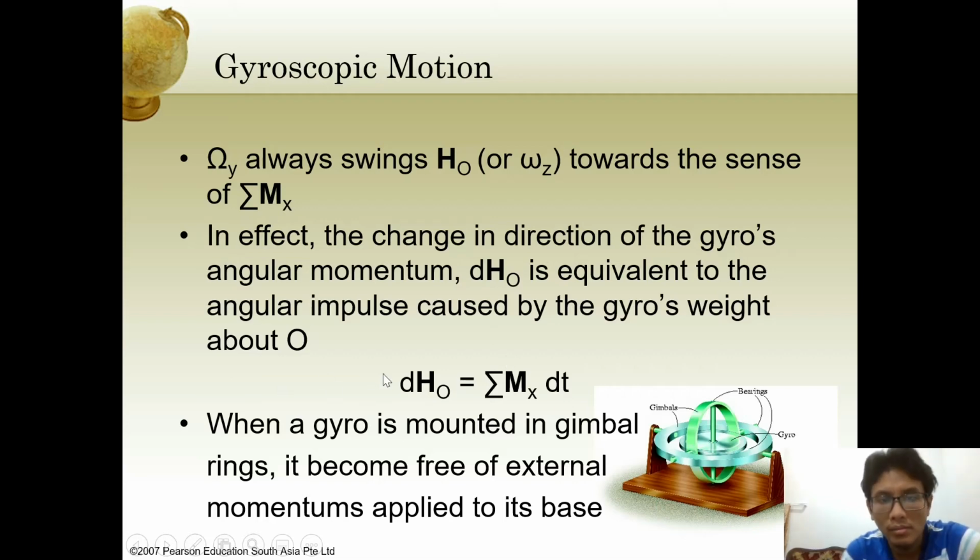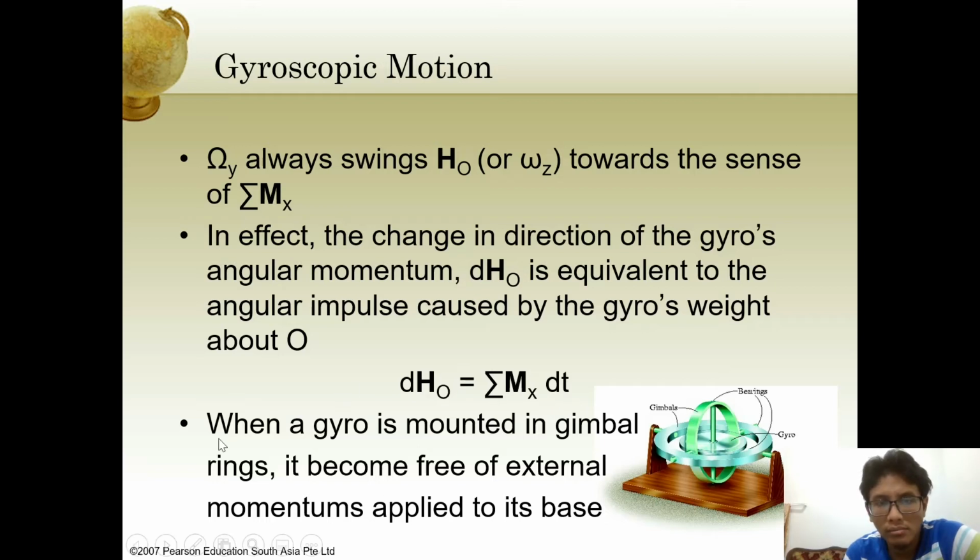Okay, so in this equation, dHO is the change of angular momentum, and it is equivalent to the angular impulse caused by the gyro's weight about O. So we add dt right here. Moment times time gives angular momentum. This is the angular impulse, so this is the equation for angular impulse. This is just to show you the relation with angular impulse.